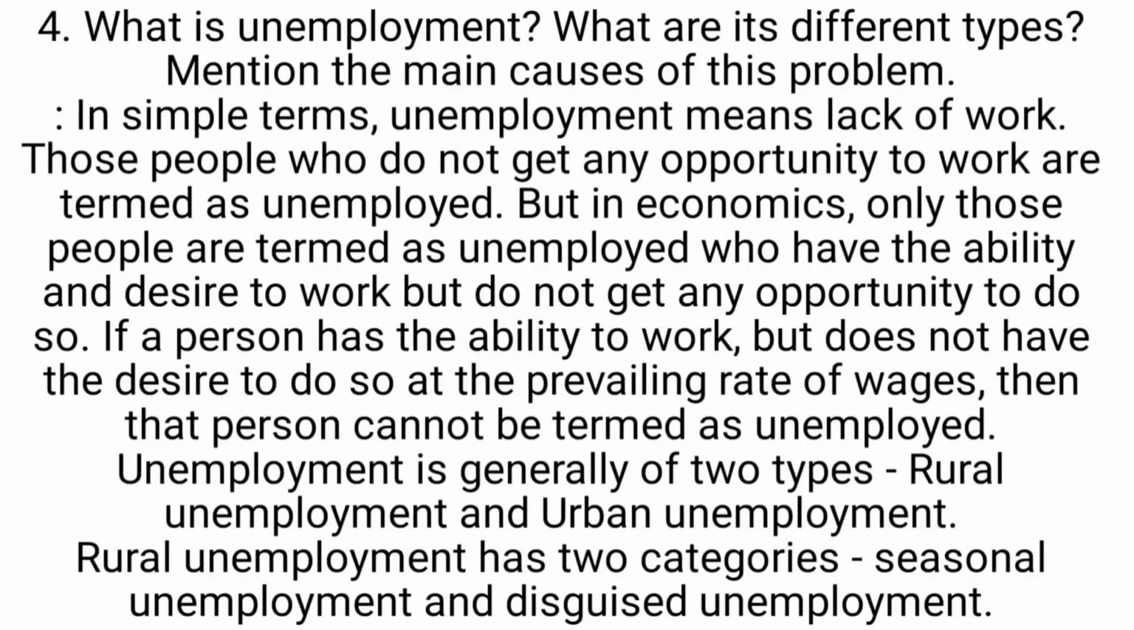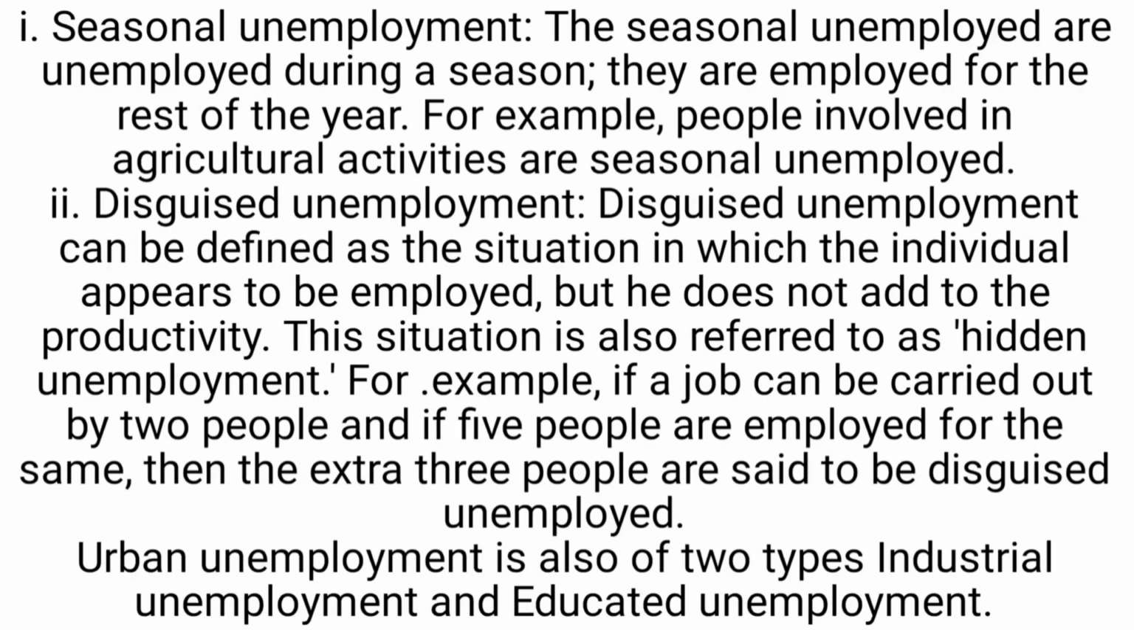If a person has the ability to work but does not have the desire to do so at the prevailing rate of wages, then the person cannot be termed as unemployed. Unemployment is generally of two types: rural unemployment and urban unemployment. Rural unemployment has two categories: seasonal unemployment and disguised unemployment.